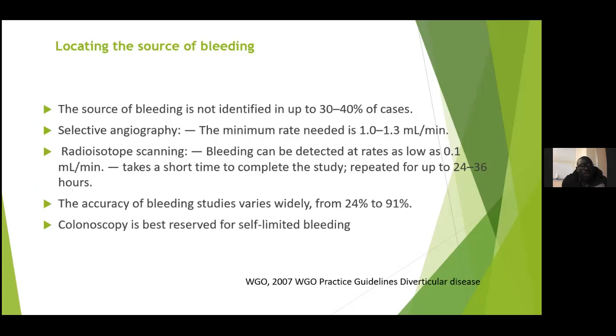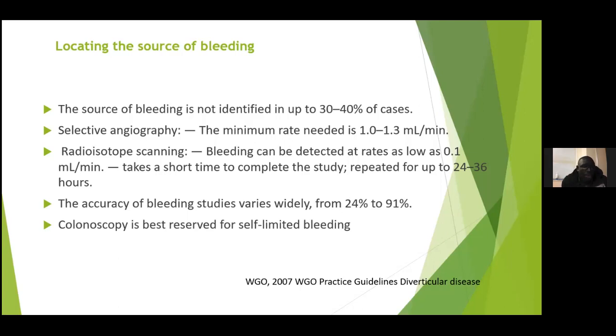Again, in terms of how to locate the source of bleeding, because sometimes you do your scope, they are bleeding, but you can't really locate where the source is. So the WGO guideline did give this view that indeed in about 30 to 40% of the cases, it is a bit difficult to identify the source of the bleeding. And in those cases, you can do your selective angiography. But again, even for that, you need at least 1 to 1.3 ml per minute of bleeding for you to be able to get that through as well.